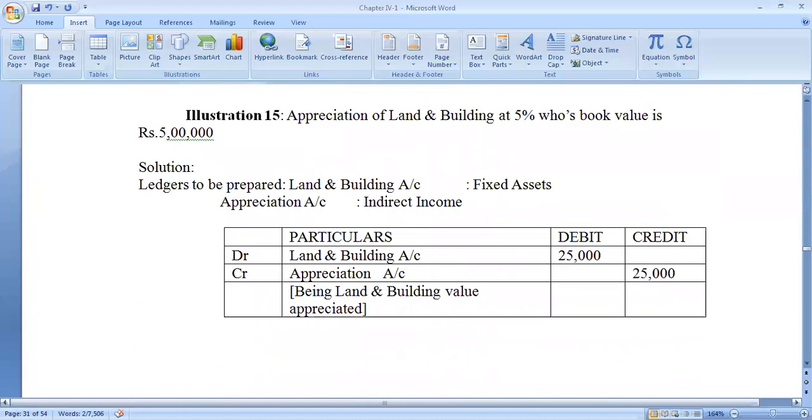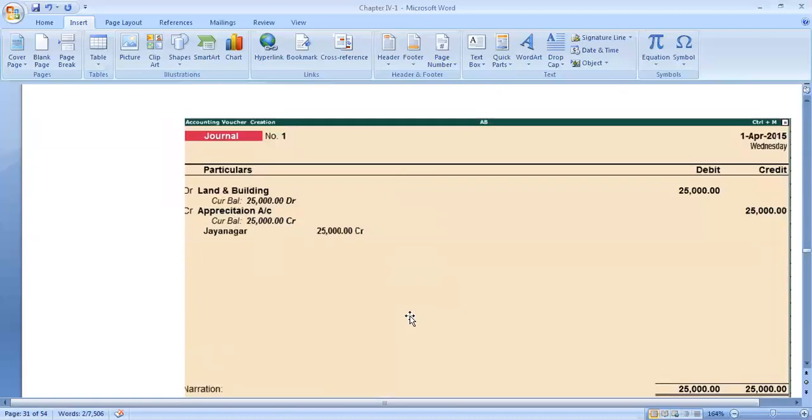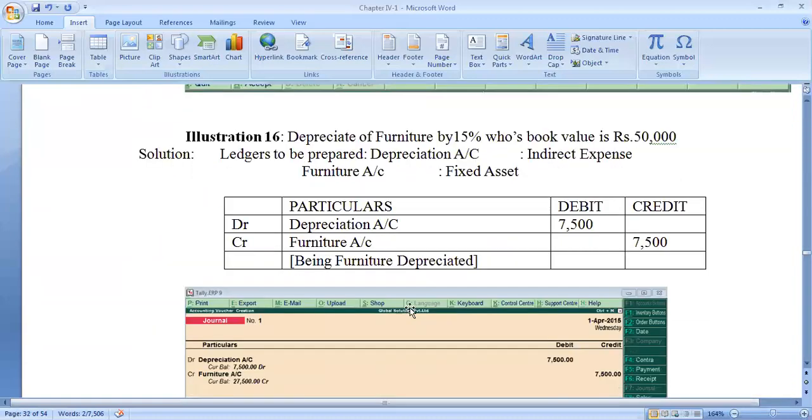So appreciation of land and building at 5% whose book value is rupees 5 lakh. So the ledger to be prepared is land and building account. So appreciation is made. So debit will be the land and building, credit will be the appreciation account, being land and building value appreciated. So the entry goes on like this, appreciation account, which will be passed in the journal voucher, that is F7 configuration. Clear?